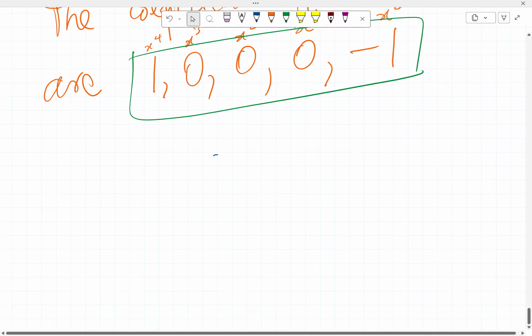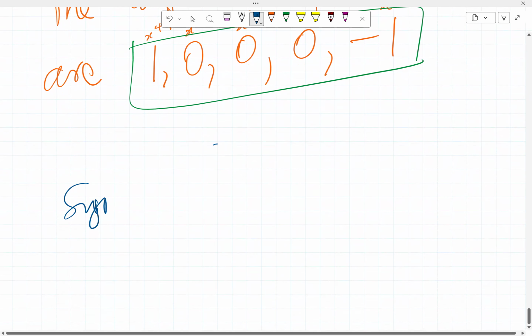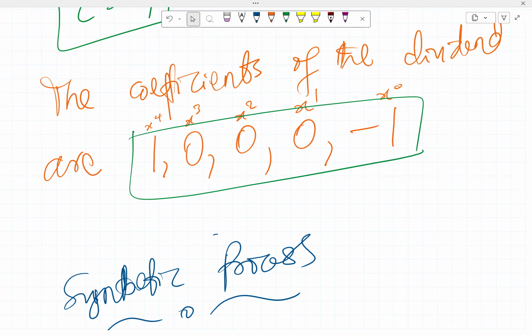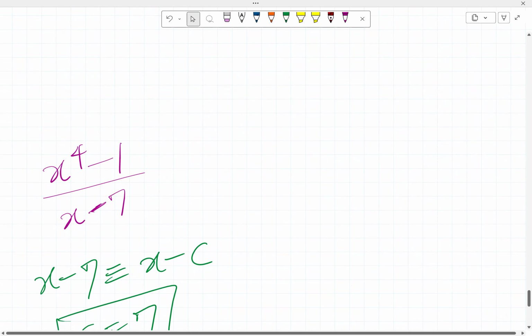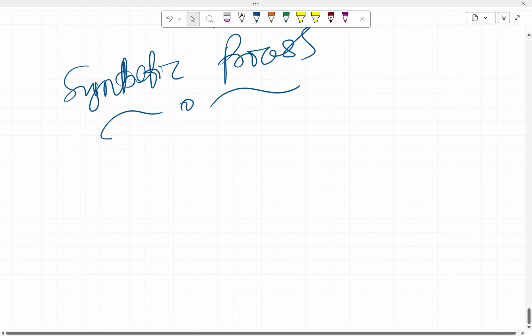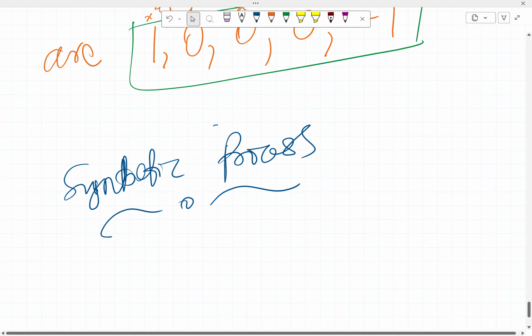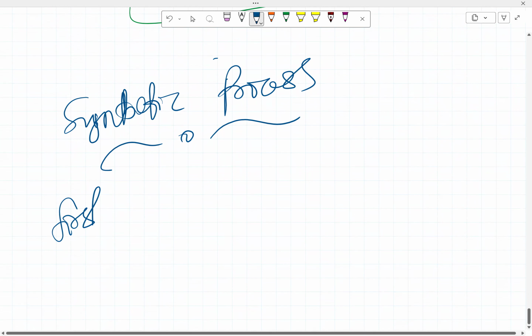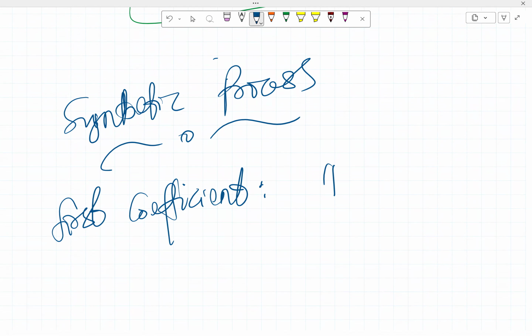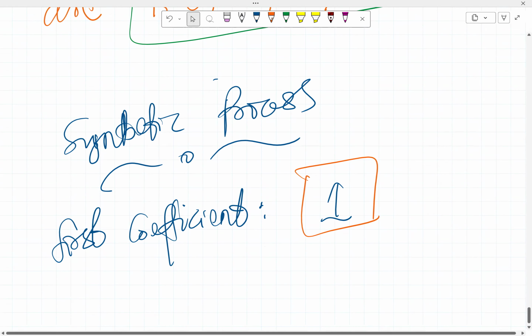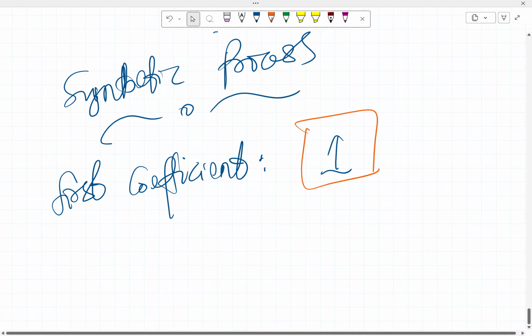So then we can go for the synthetic process. The reason why we're using the synthetic process is because at least we have x minus 7, that's in the form x minus c now. So what do we do? First thing, bring down the first coefficient. First coefficient is 1. So you want to pay attention to that. Okay, so that's 1 now. What do you do with it? You multiply it by 7.